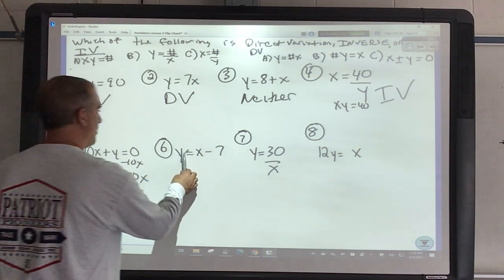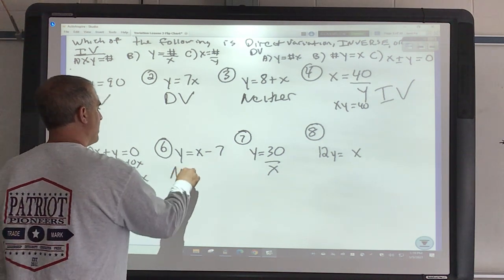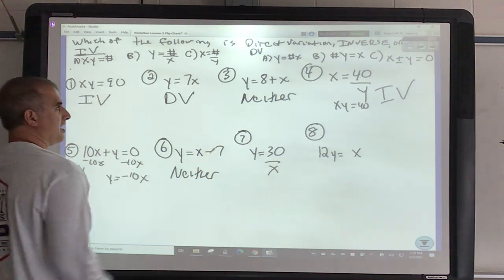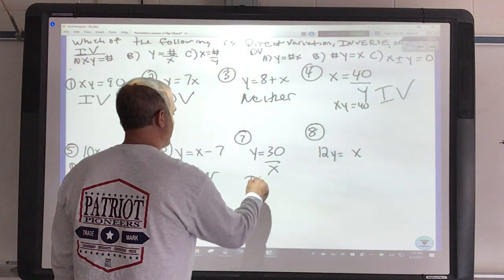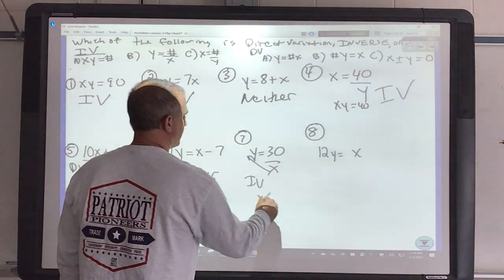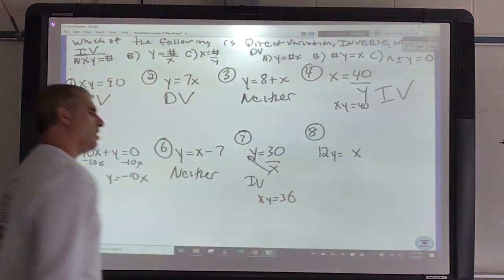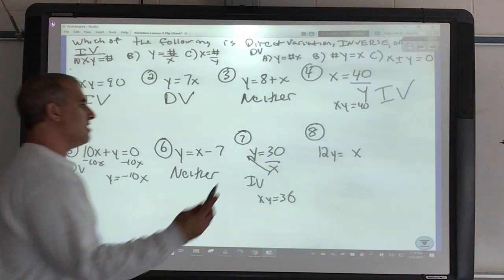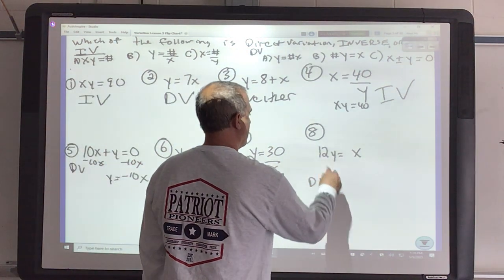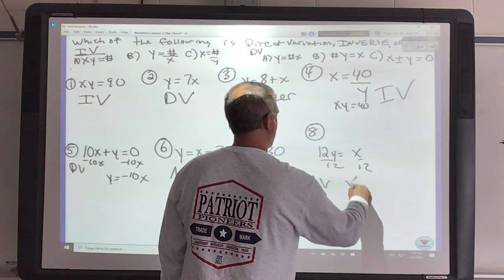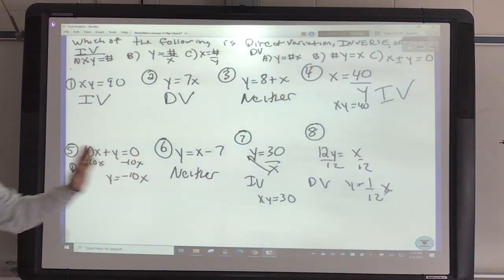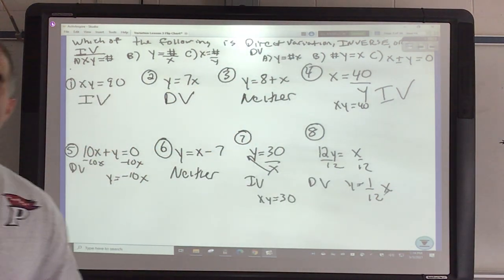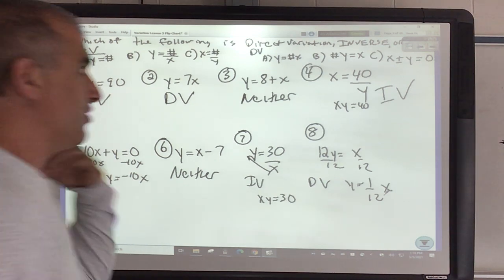This one would be neither, because I've got x plus or minus a number, not y. This one would be inverse variation because I could just move that x up as I cross multiply. And this one is direct variation because I could just divide by 12, so y equals 1/12 x. So those are different examples of how to identify direct and inverse.